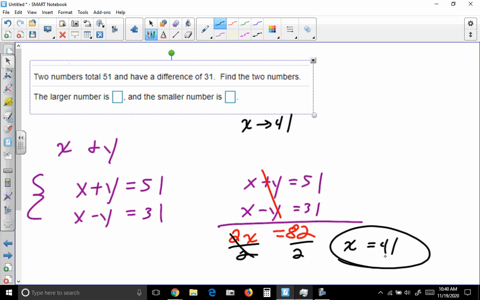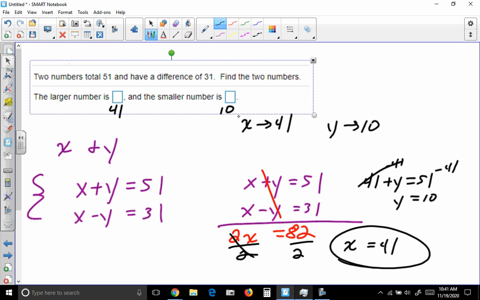To get the other number, plug that back into either equation. So I'm going to plug it into the top one. We know that 41 plus y has to make 51. So if we subtract 41 from both sides, we get that y is 10. So the larger number is 41, the smaller number is 10. Notice when we add those, they make 51. When we subtract those, they make 31. So that is the correct solution there.